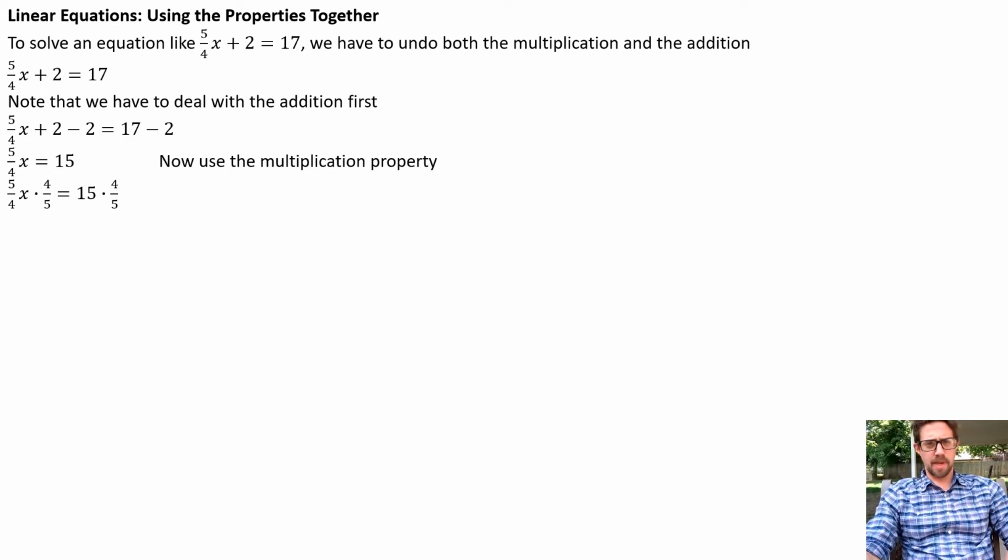Like so. Now you're done on the left-hand side. You just have 1 times x. And then 15 times 4/5 is the same thing as 3 times 4 or 60/5. So it's 12.